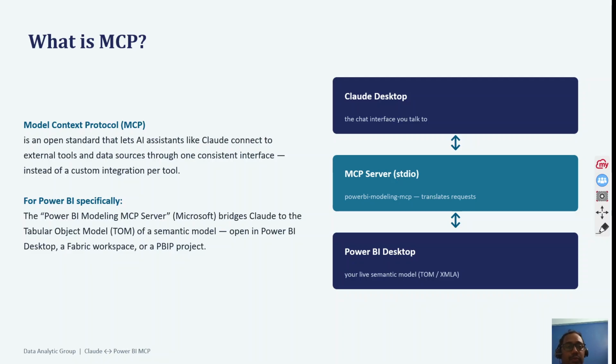In simple terms, what is an MCP? MCP stands for Model Context Protocol. It is a standard communication protocol that lets an AI assistant securely connect to your external tools, like, as I said, applications, data sources, and so on, through a single interface.